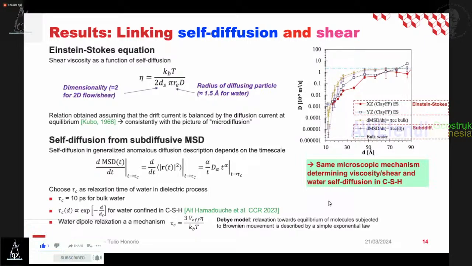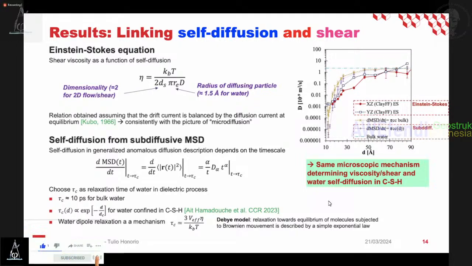And we can compare with the self-diffusion computed from the simulations, so the equilibrium simulations. And you see that they match. So the two processes are linked. This equation here provides the fundamental link between viscosity, shear, and diffusion.